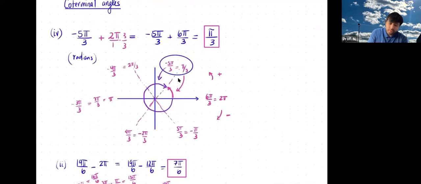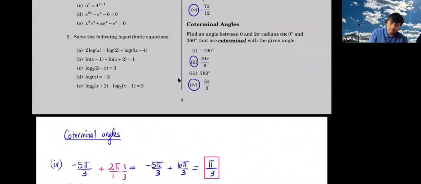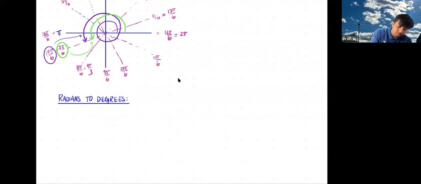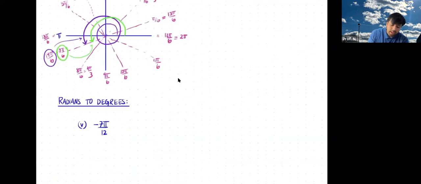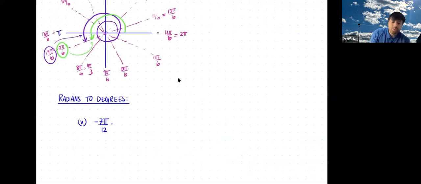So the radians to degrees one here is negative 7 pi over 12. My radian measure is negative 7 pi over 12, and I want to go from radians to degrees. So what must I multiply by? I must multiply by 180 over pi.